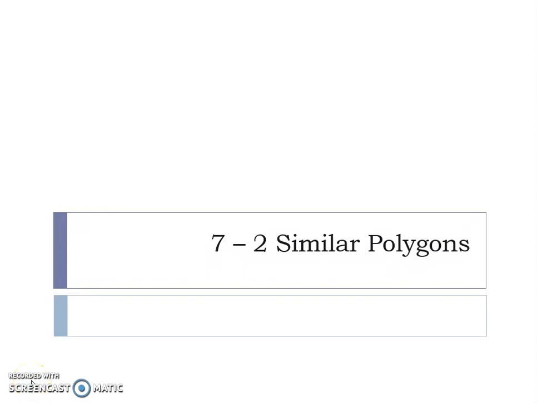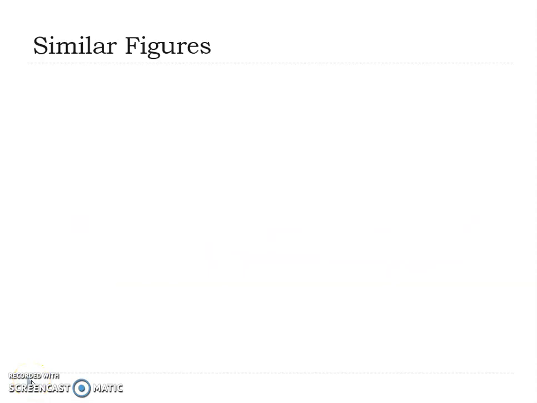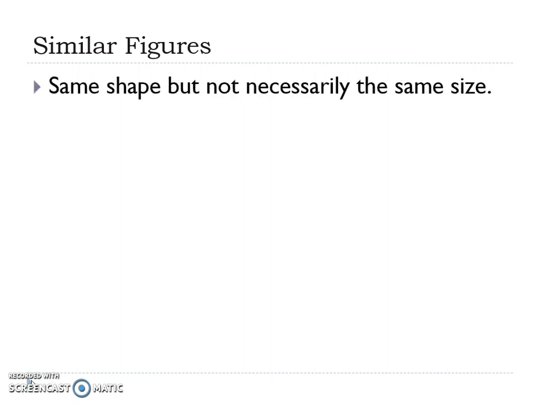Hello, we're going to learn about similar polygons today. Similar figures have the same shape, but not necessarily the same size. The symbol for similarity is this curved line. This symbol is called similar, the similarity.